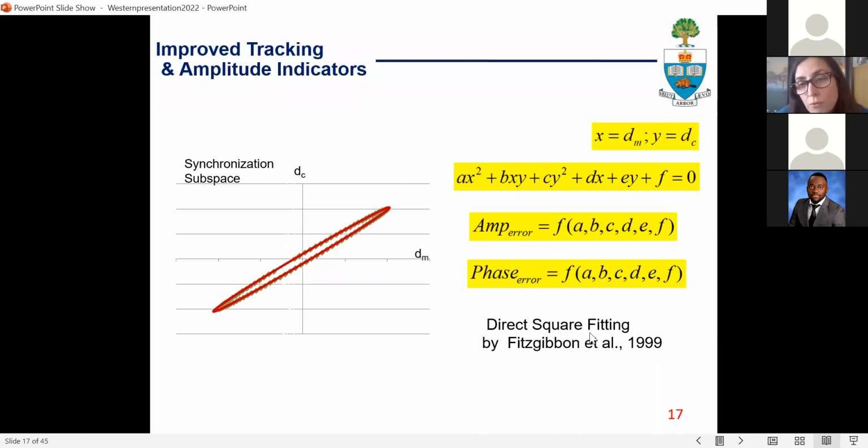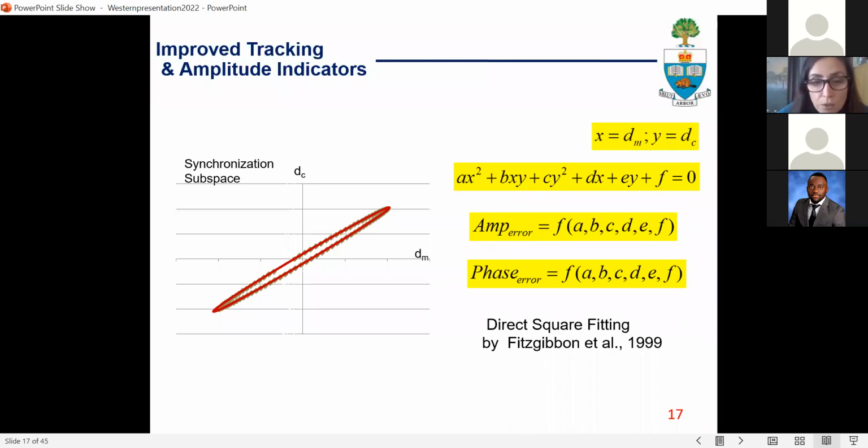Once we have these coefficients through this direct square fitting, we used our closed form expressions to quantify the amplitude and phase errors. And these were capable of uncoupling the phase error and amplitude error. And they were also not dependent on the overall amplitude of the displacement. So you can compare two different sets of real-time hybrid simulation results independent of the amplitude of the displacements that are involved in those tests.